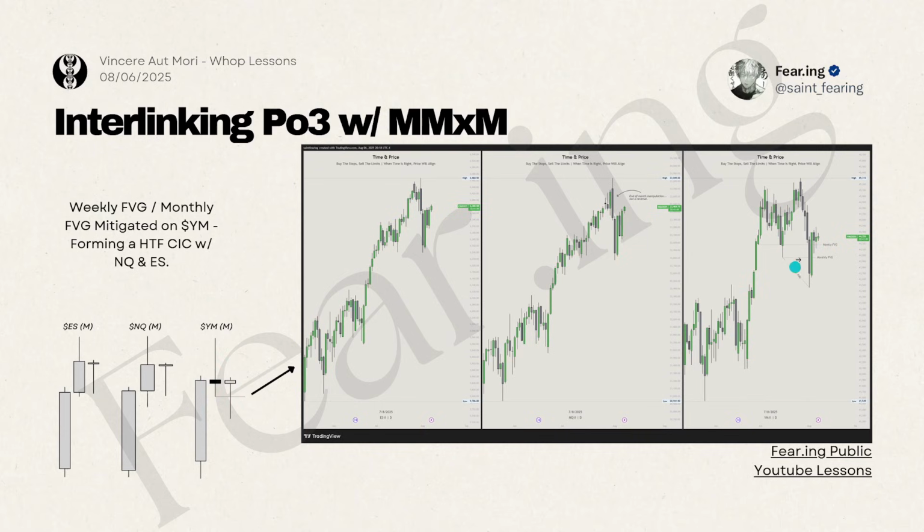But as we can see right here, the weekly, monthly fair value gap gets traded into on YM. We fail to do so on NQ and ES. Boom, immediately a higher time frame crack in correlation. What is also this monthly fair value gap? That's also a monthly low, more specifically, the previous month low. So right now on the higher time frame, we have an SMT with the previous month low, with no SMT at the previous month high, while delivering from a monthly and a weekly fair value gap. Now, immediately bullish biased. But why?